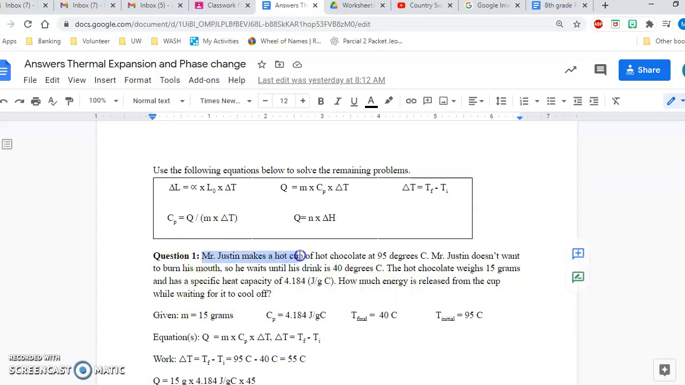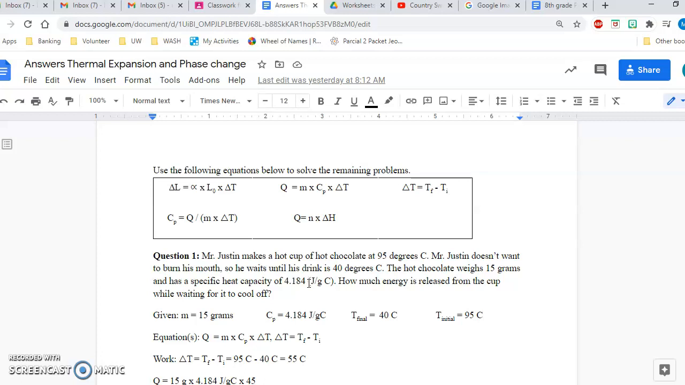Mr. Justin makes a cup of hot chocolate at 95 degrees. Mr. Justin doesn't want to burn his mouth, so he waits until it's at 40 degrees Celsius. The hot chocolate weighs 15 grams and has a specific heat of 4.138 joules per gram Celsius. How much energy is released from the cup while waiting for it to cool off?